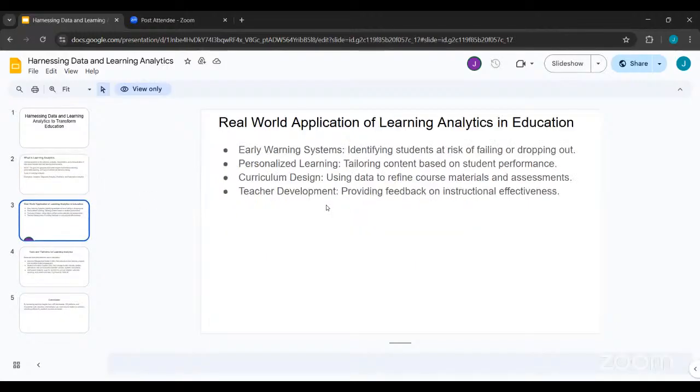Then I quickly move to the real world applications of learning analytics in education. One of the real world applications is the early warning system.